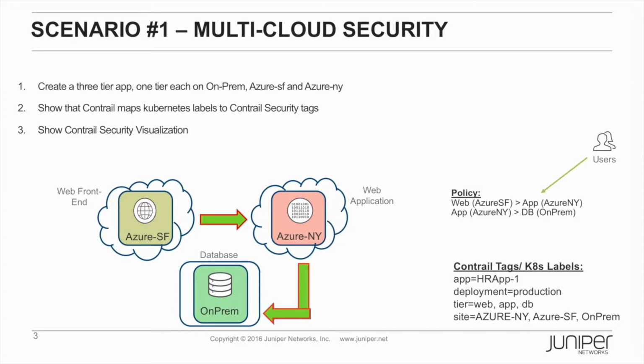So in the first scenario, we're going to launch a 3-tier application where our front end will be in Azure SF, our application backend will be in Azure New York, and then the database will be on-prem. Essentially, we're going to launch this application from a Kubernetes environment, and we're going to write policies in the Kubernetes environment, and we are going to use Contrail firewall rules to write policies and get the visualization. So let's get started.